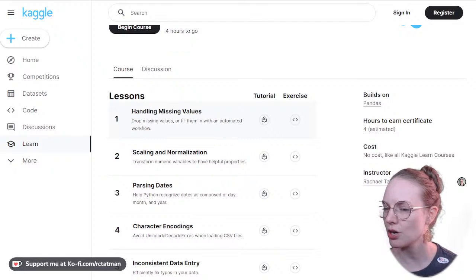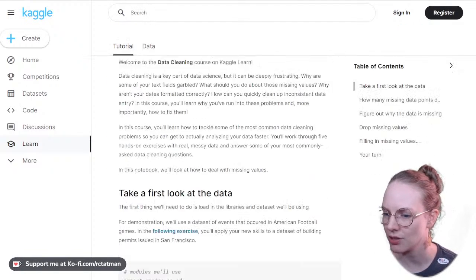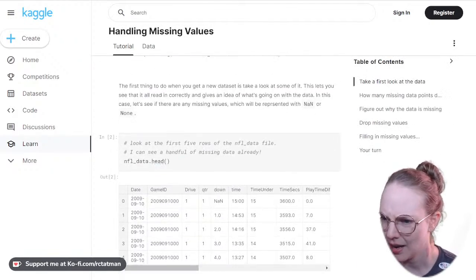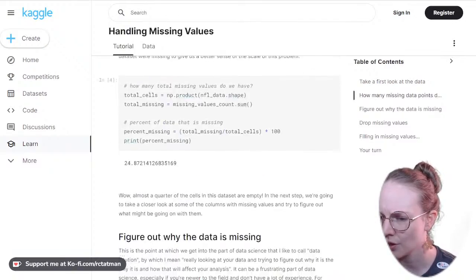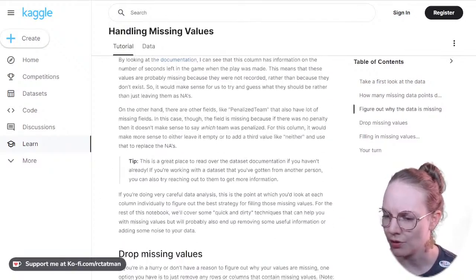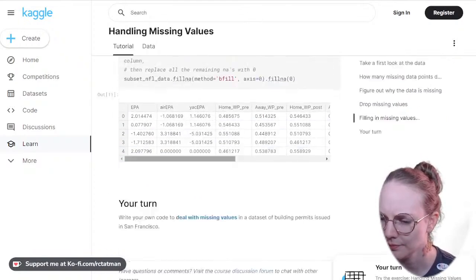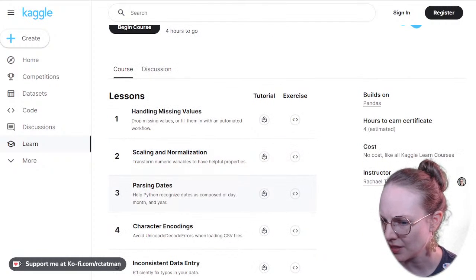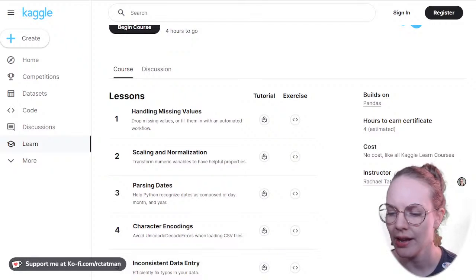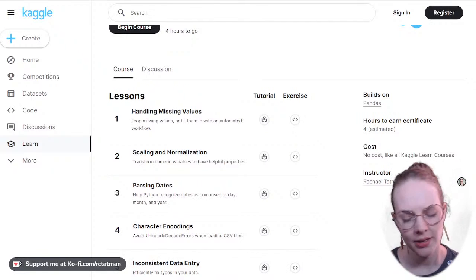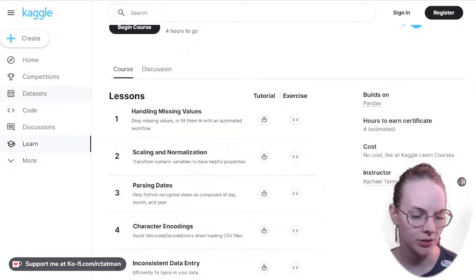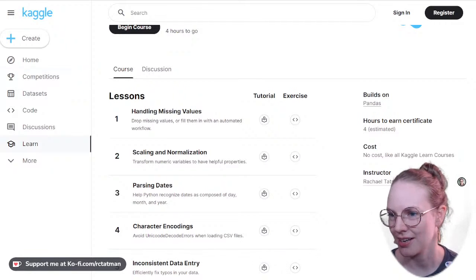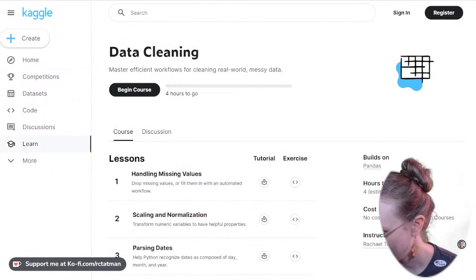Because I'm pretty sure when I did it, the first lesson was on, yeah, you can see Alexis rewrote a lot of them and did all the exercises and stuff. Alexis is great. We talked about tabular versus different data formats. Handling missing data, scaling and normalization, parsing dates, character encoding, inconsistent data entry. The last one's about fuzzy matching. At one point there was part of this about different data formats, tabular or tree or unstructured, etc. But yeah.